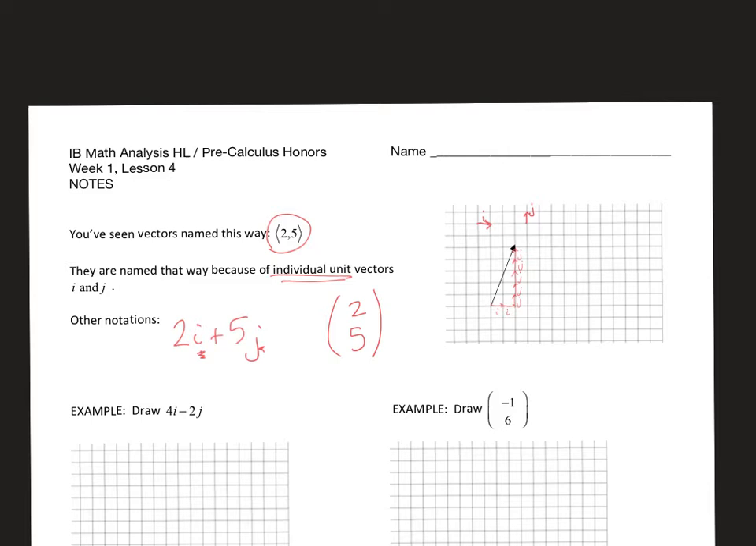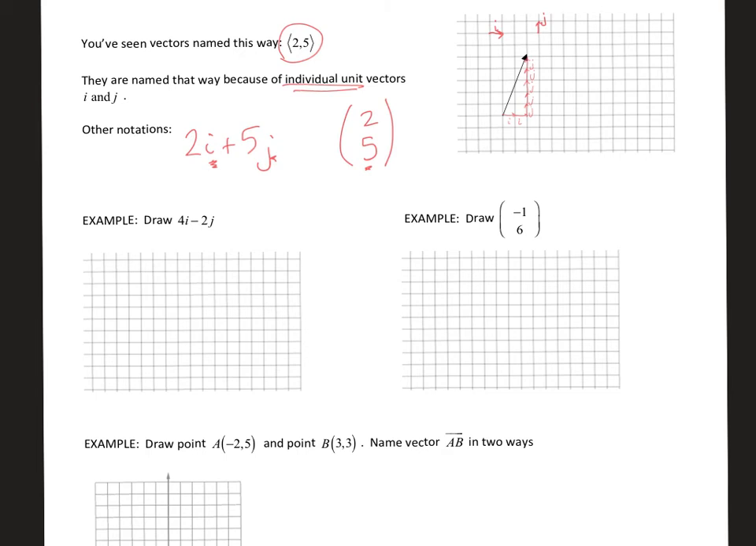Again, in all 3 of those cases, the number that comes first is talking about the X direction, and the number that comes second, or lower in this case, is the Y direction. As I move this up, there are a couple examples. They want you to draw these vectors. The great thing about vectors is it doesn't matter where you start. You can start anywhere. There isn't necessarily an origin.